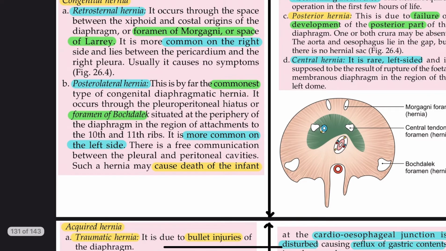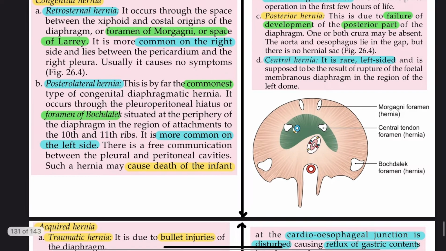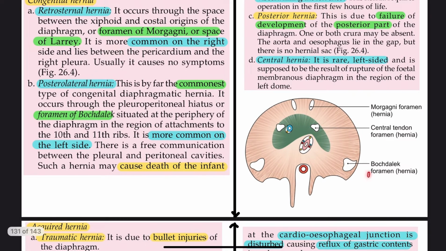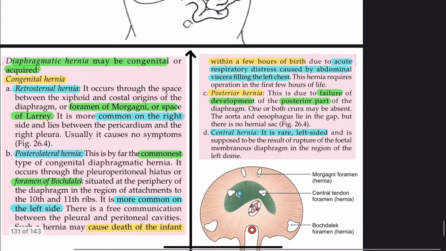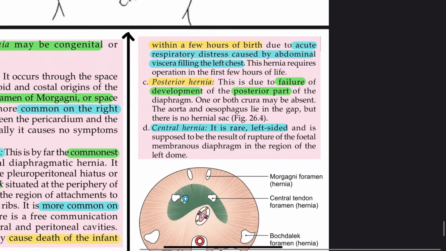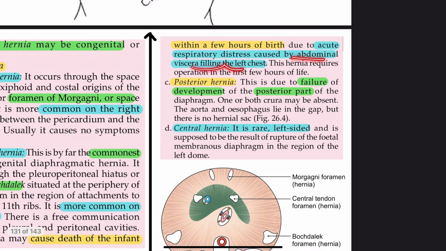Now, the second is the posterolateral hernia. It's the commonest type of congenital hernia, and it's a developmental anomaly in which there is a foramen. Can you see this foramen? If there is a protrusion of any structure from this foramen, it's called the posterolateral hernia, and it's more common on the left side. The retrosternal was more common on the right side. Such a hernia may cause death of the infant within a few hours of birth due to acute respiratory distress caused by abdominal viscera filling the left chest.